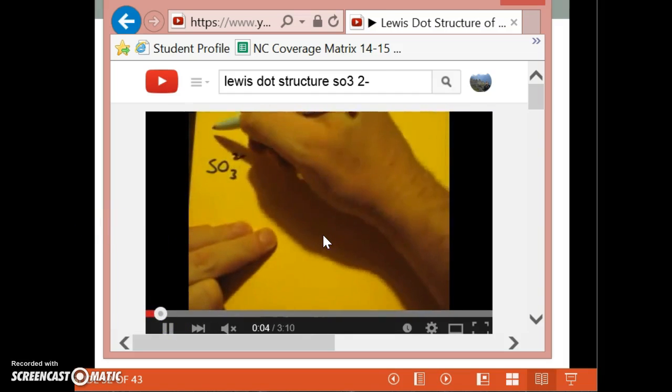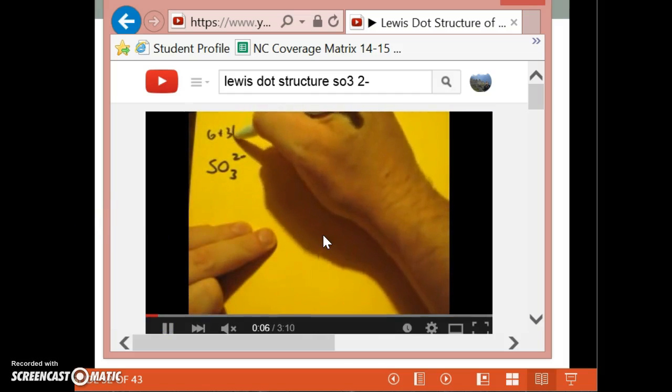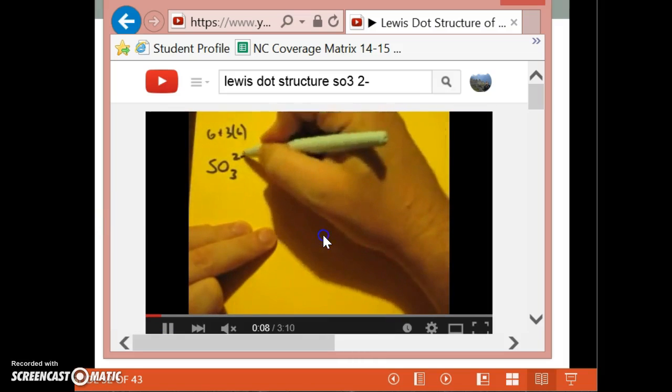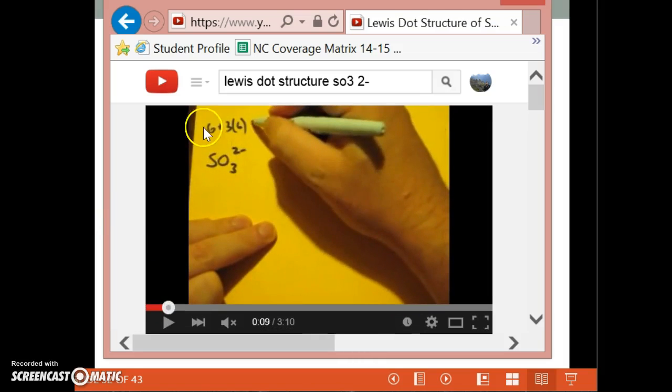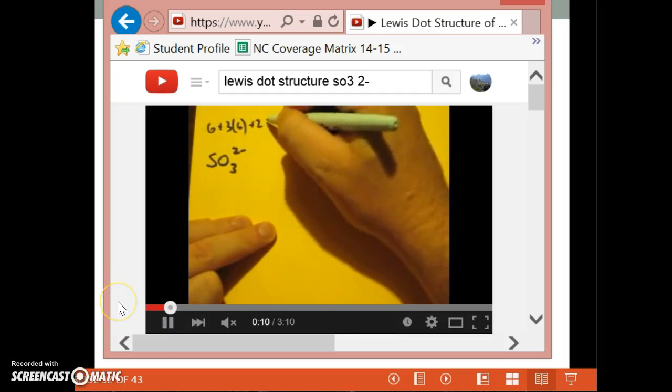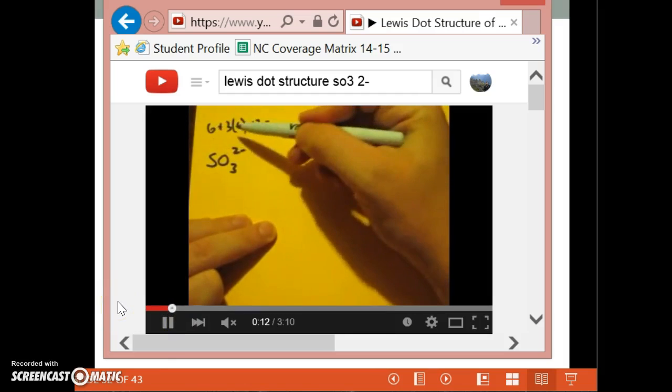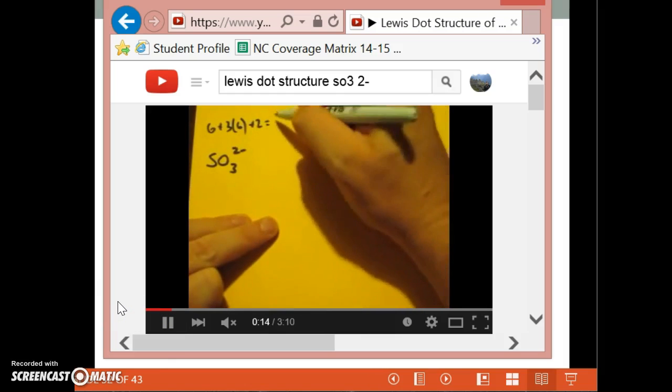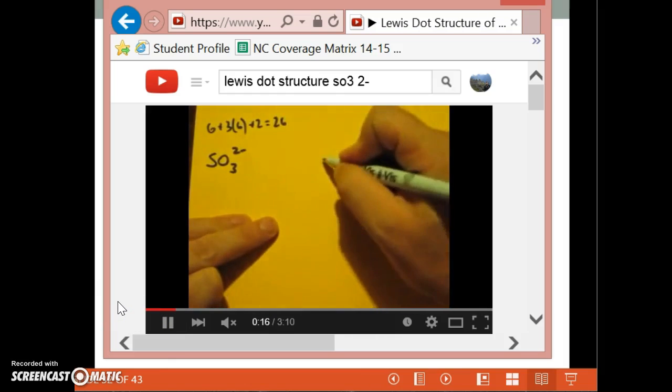All right, so we have the sulfite ion here. And again, we're taking count. So 6 for the sulfur, 3 times 6 for oxygen. And then because of that -2, how many extra electrons should I add? Ezekiel? Hopefully he's paying attention, and he said 2. All right, so that would be 24 plus 2, 26 total.